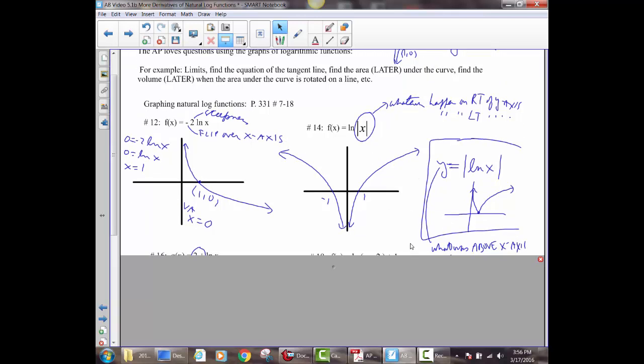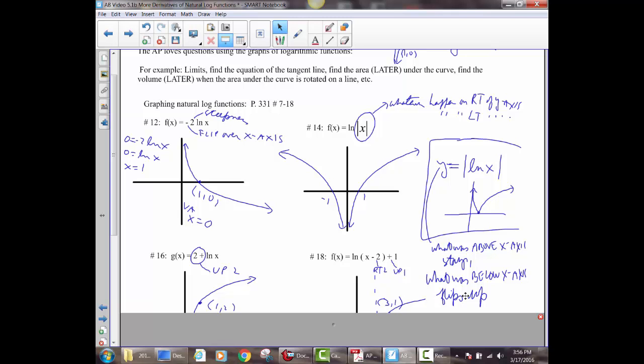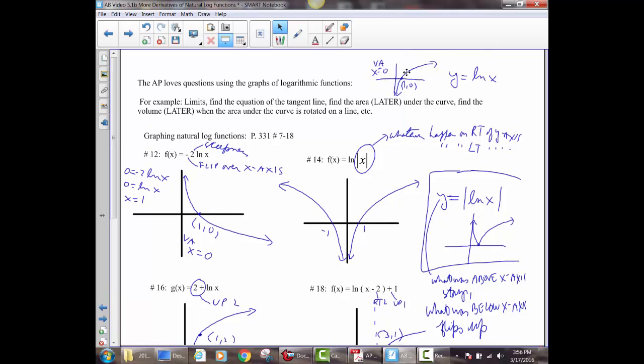Now what happens, y equals the absolute value of ln x means that whatever was above the x-axis will stay above the x-axis, but if you had something below the x-axis, it's now going to flip up. So this part was already above, so that doesn't change, but this part is below, so it's going to flip over here and be rising up.